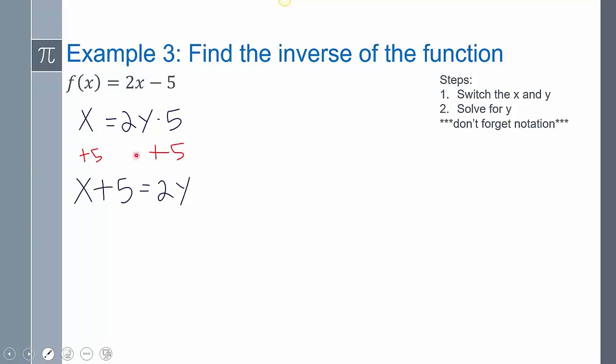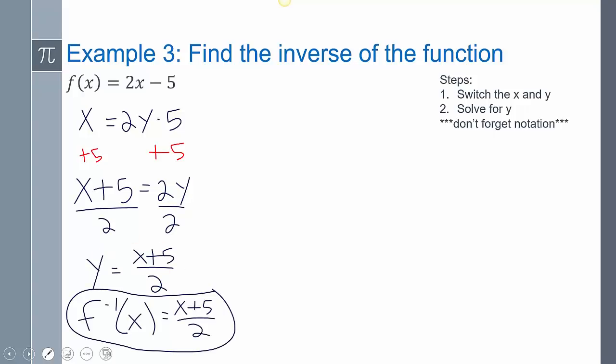So then I'm going to add 5 to both sides, and I get this. Well, y is not by itself, so divide both sides by 2. And so I'm going to end up getting this. Now this equation here is going to be my inverse function.